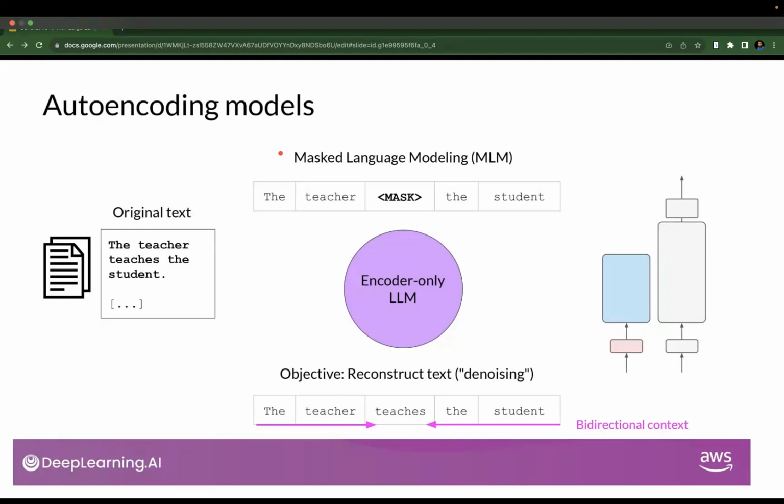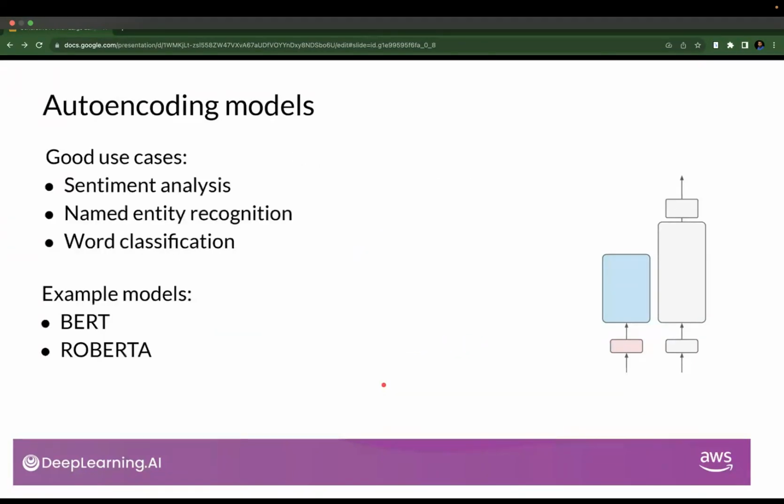And the way they are trained is, while training, we mask a token or a word and let the model predict what the masked word is going to contain. It uses bidirectional context in order to guess what the masked word is. So the objective is to reconstruct the text, and these auto-encoding models are not used much, but their use cases involve sentiment analysis or word classification.